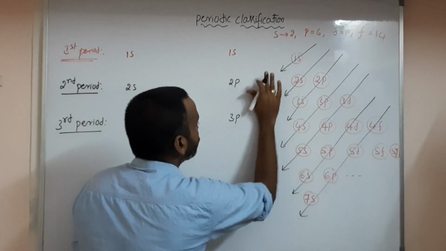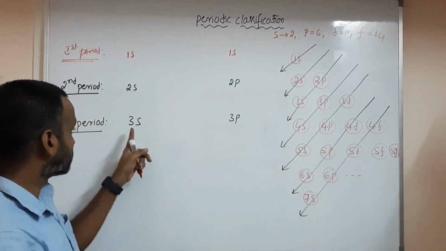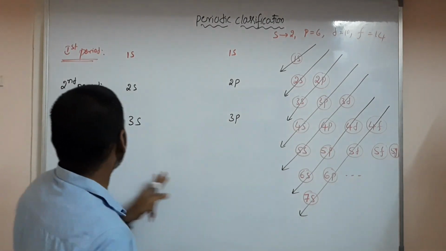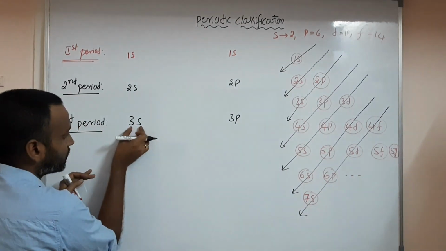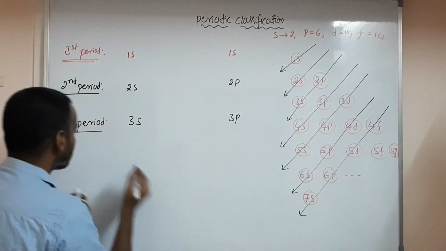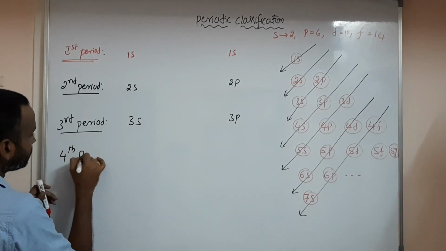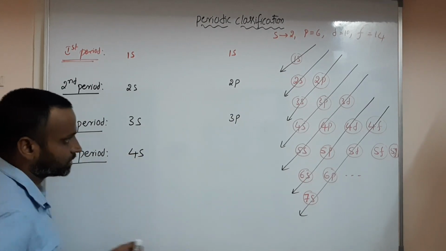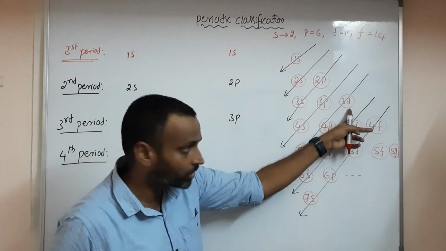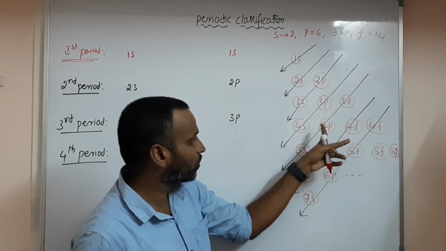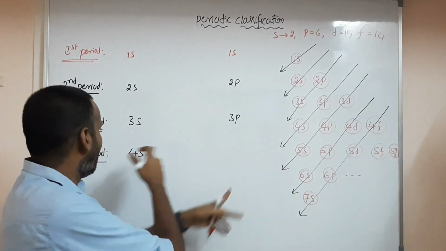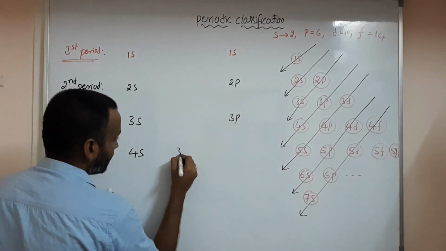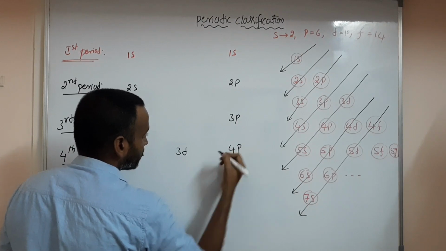No. We have to follow energy order. 3S after 3P is less energetic. 3P after 4S is less energetic. So the third period will finish with 3S and 3P subshells only. Come to the fourth period, you have to start with 4S. But 4S, after what subshell is going to fill? 3D. 3D, then 4P. 4P, you have to stop here because every period ends with P only. So 4S, then 3D, and then 4P, like this.